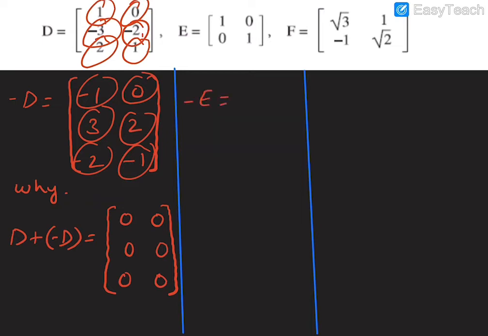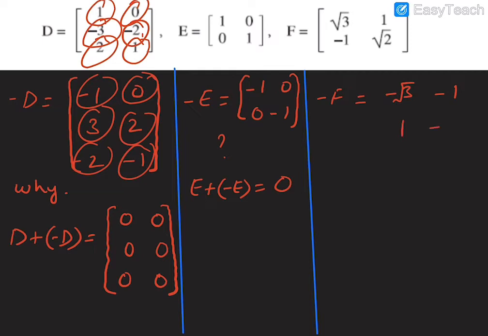Similarly, negative E will be minus 1 0 0 minus 1. Why? Because E plus minus E is equal to null matrix. You can verify. So F will be minus F, negative square root of 3, negative 1, plus 1, negative square root of 2.